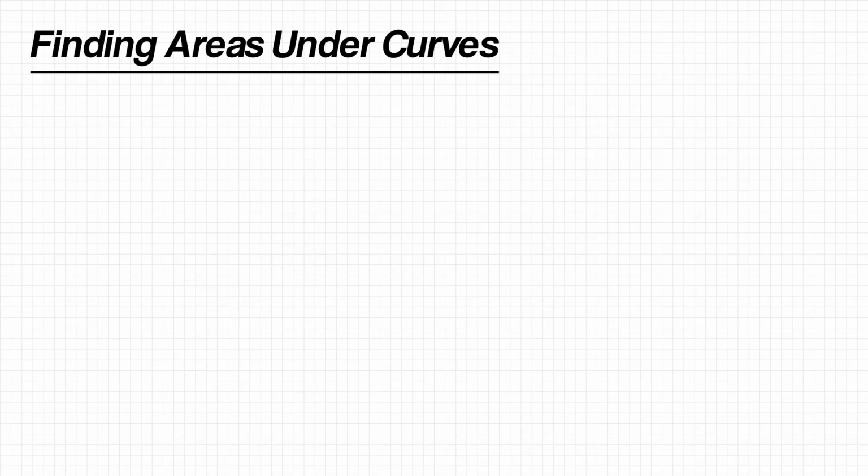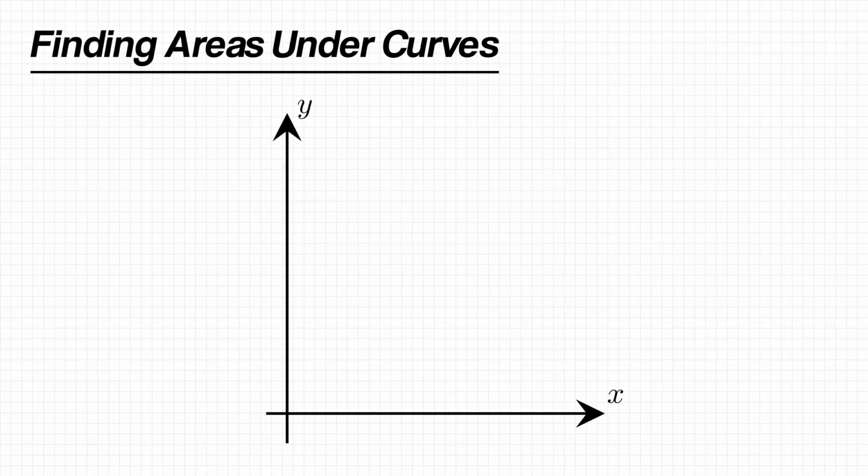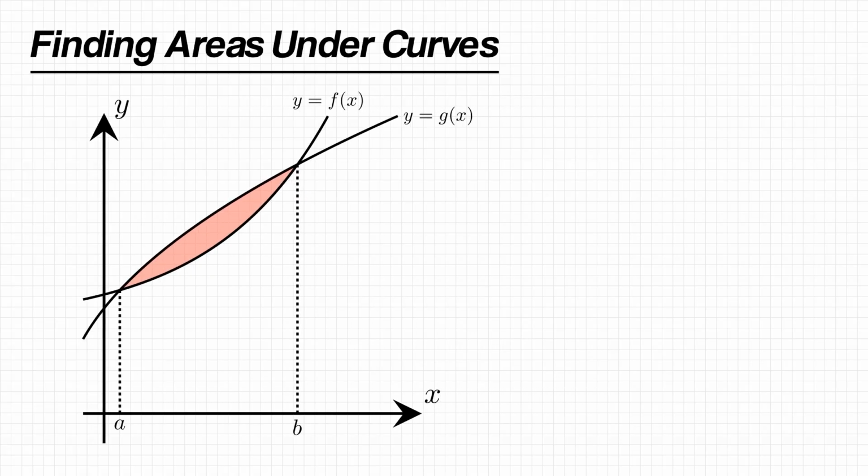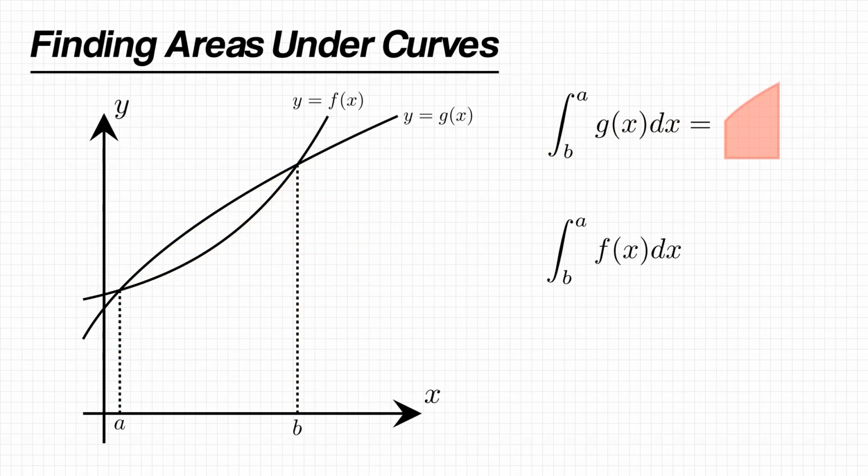Something else we need to be able to do is find the area bound between two functions. We can best understand how to do this by visualizing the areas between each function and the x-axis. First, let's integrate the top function g of x. Now the bottom function f of x. Hopefully now it makes sense that if we take the first area and subtract the second, we are left with the area between the two functions.